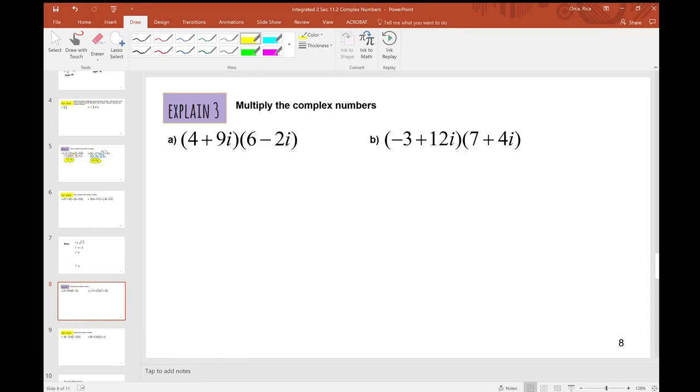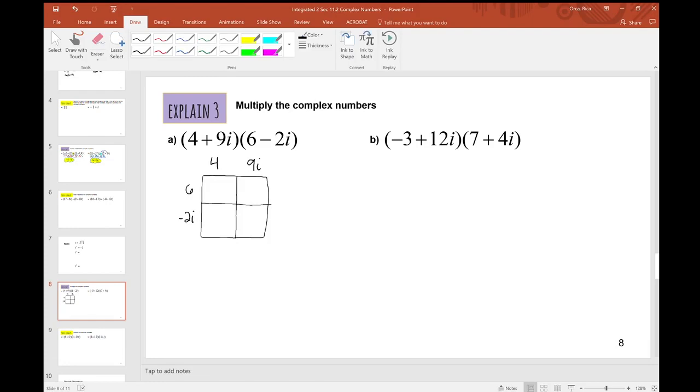Now we want to multiply complex numbers. So in my previous lessons, I've taught you how to use the box method. In this problem, we're going to be using the box method again. In part A, we have 4 plus 9i times 6 minus 2i. Since we're multiplying a binomial to a binomial, let's go ahead and draw a box that has 2 columns and 2 rows. At the top, let's write 4 and 9i. And on the left side, we're going to write 6 and negative 2i.